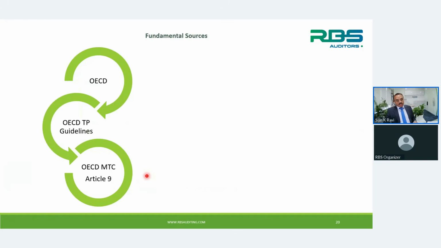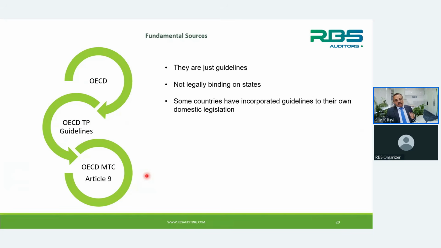So the fundamentals: OECD guidelines, OECD transfer pricing. This is just like guidelines, not legally binding on states. Then some countries have incorporated the guidelines into their own domestic legislation. Article 9 of the OECD Model Tax Convention specifically relates to associated enterprises, and allows adjustment for inappropriate TP. So whenever a TP adjustment is required, it will be adjusted. So this is the fundamentals about the OECD.